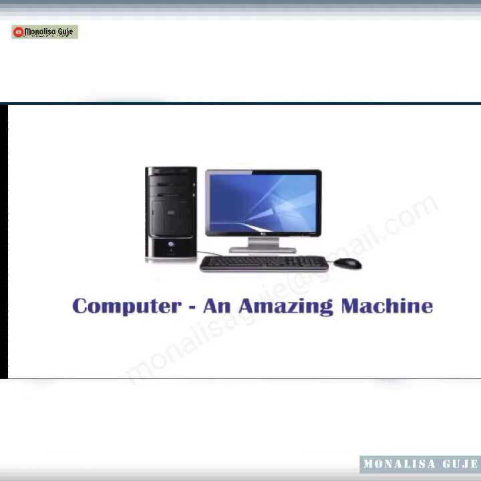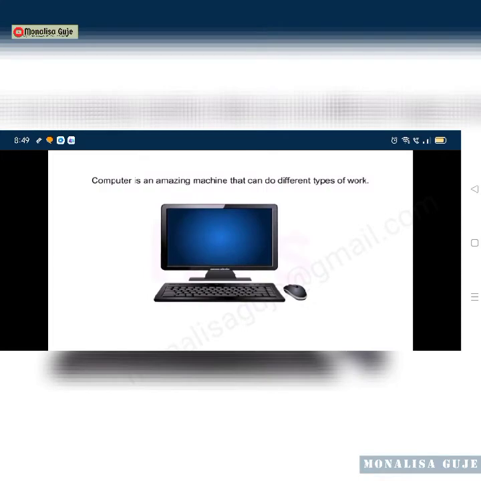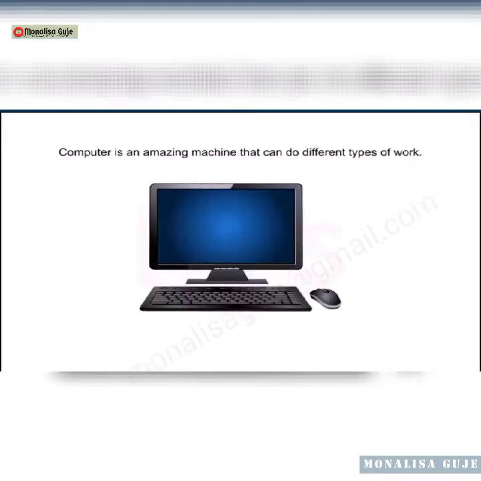The name of the lesson itself is Computer, an Amazing Machine. Computer is an amazing machine that can do different types of work. We can play games, write letters, draw pictures, listen to music, check spellings and do calculations etc. on a computer. It can store a lot of information.